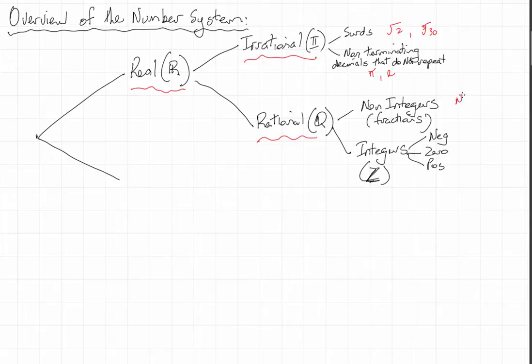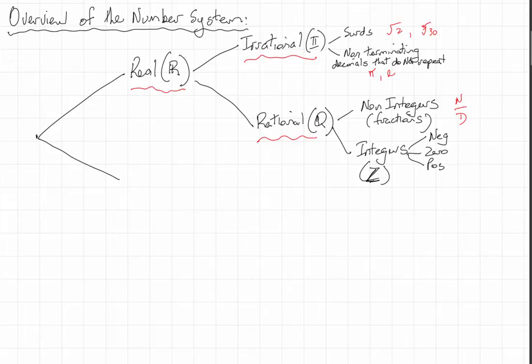So we've got numerator divided by the denominator. It can be positive or negative. So the numerator is an integer and the denominator is an integer. And we've got the integers as well as a subset, if you like, of those as well, which can be negative, 0, or positive.